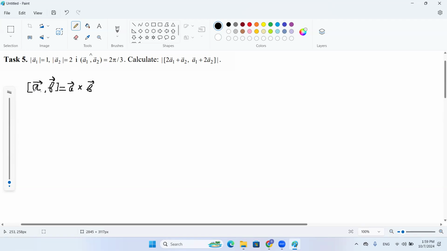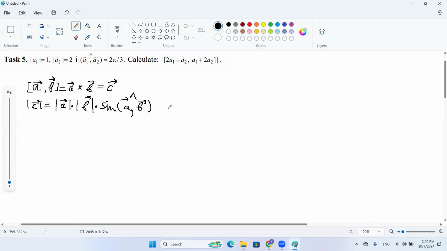And module of... yeah, let's write. So it will be equal to C, and the module of C will be equal to the module of A multiplied by the module of B, and multiplied by the sine of the angle between these vectors. So this. Okay.